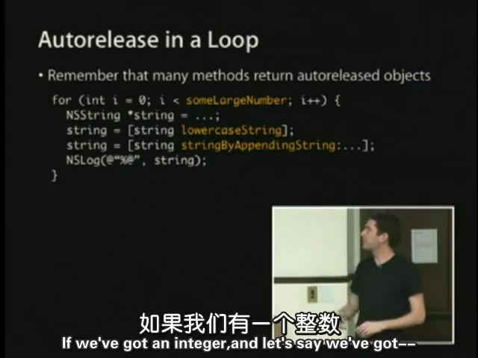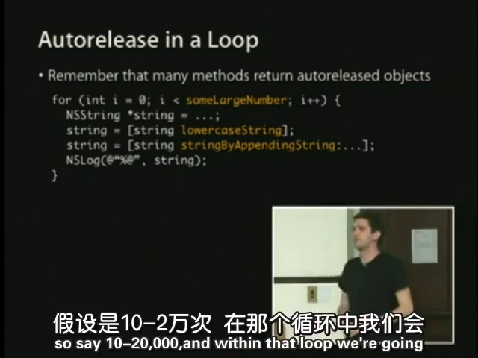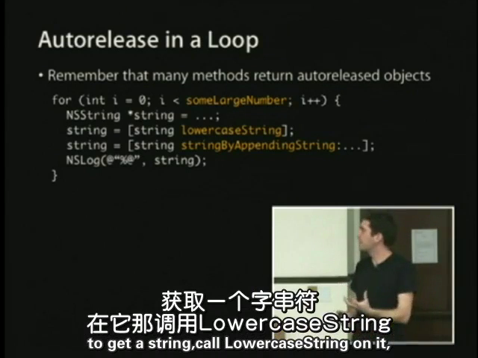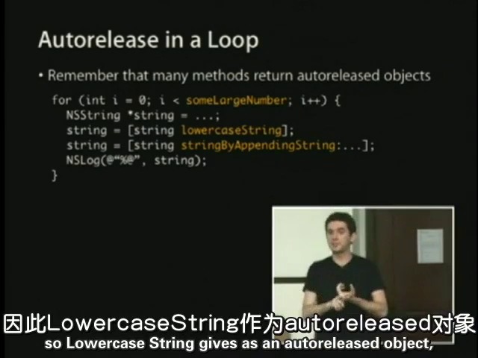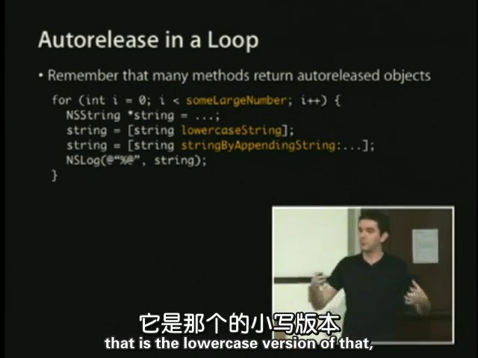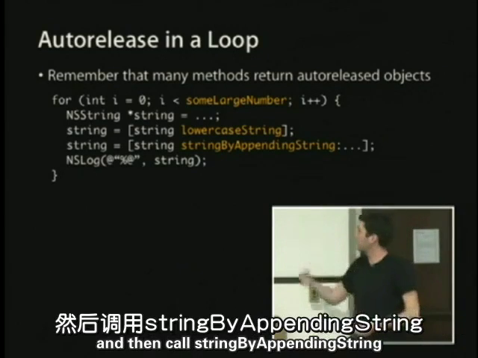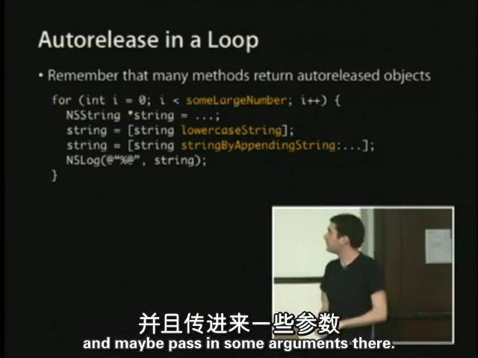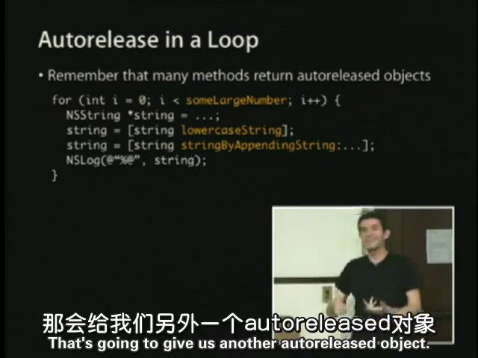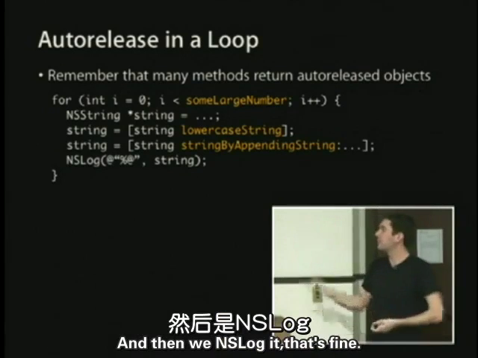If we've got an integer, and let's say we're iterating some large number of times, so say 10, 20,000, and within that loop, we're going to get a string, call lowercase string on it. So lowercase string gives us an auto-released object that is the lowercase version of that, and then call string by appending string, and maybe pass in some arguments there. That's going to give us another auto-released object, and then we NSLog it.